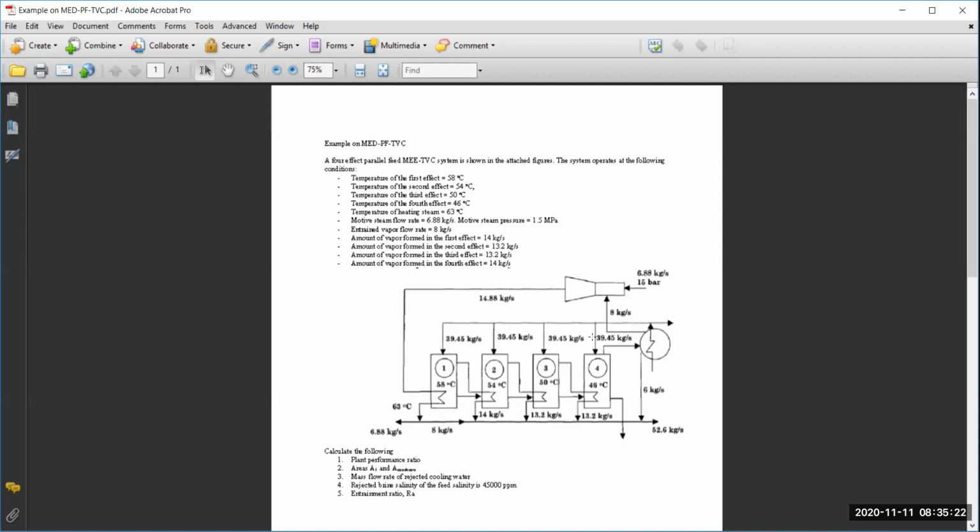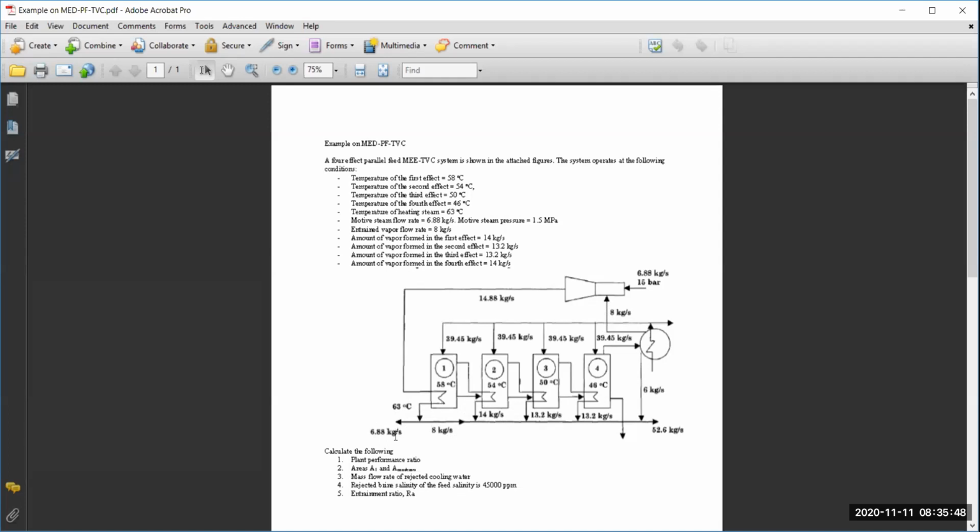So we have entrained 8 kilogram per second here, and this 8 kilogram per second is going again to join the quantity of the distillate. So the total distillate is this 8 plus 14 plus 13.2 plus 13 plus 6. This is the total distillate production, which will be, I guess, if I'm not mistaken, 54.4 and not 52.6.